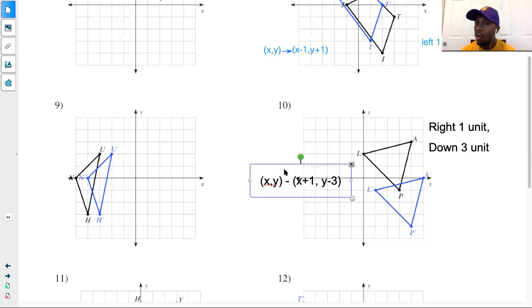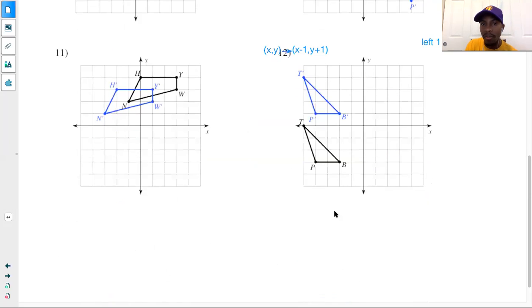Once again, if I'm going fast for you, pause it, go back, listen again, understand it. You need to be able to read it and say, okay, I know the original is here because there are no prime indications, and it goes from this A to A prime. It goes to the right 1, and then it goes down 3. Know how to describe it in words, and also know how to write it in notation. To the right is always positive, to the left is always negative. Those are on the x-axis. If it goes up, it's positive. If it goes down, it's negative, and that's with the y-axis.